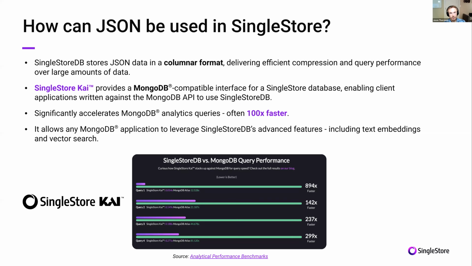SingleStore Kai provides a MongoDB-compatible interface to work with JSON data and other data in SingleStore. That means applications written to use MongoDB can use SingleStore and take advantage of SingleStore's JSON acceleration features. We've observed analytics queries in particular can be highly accelerated, often 100 times faster. And any MongoDB application can leverage SingleStore's other advanced features, like the vector search operations that I'll be demonstrating.